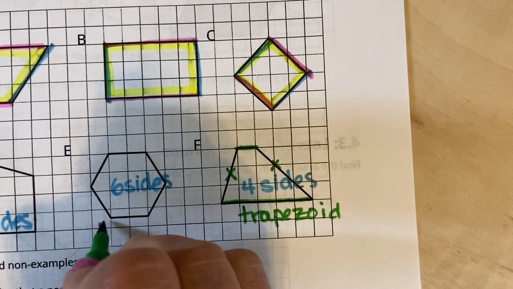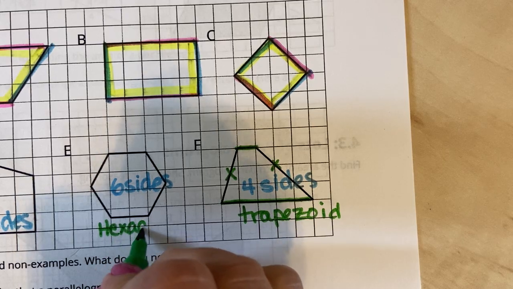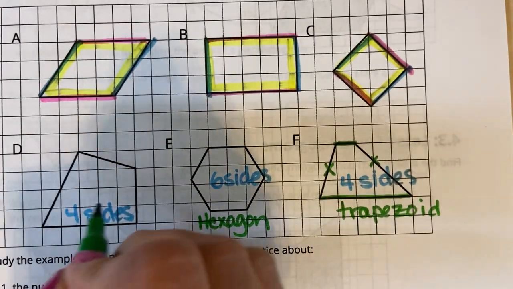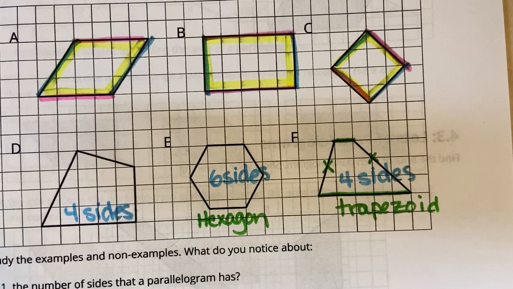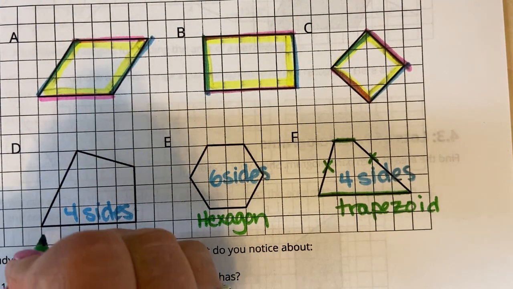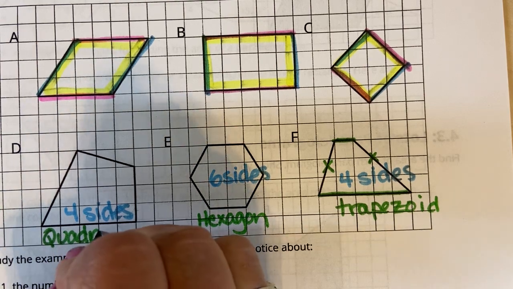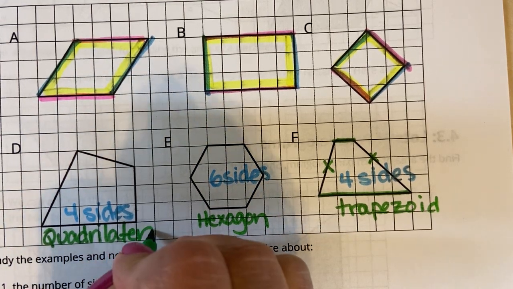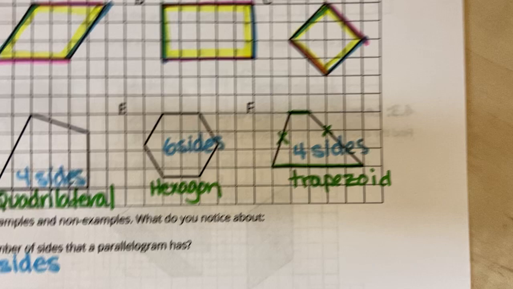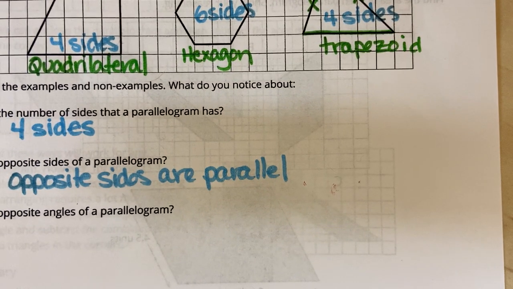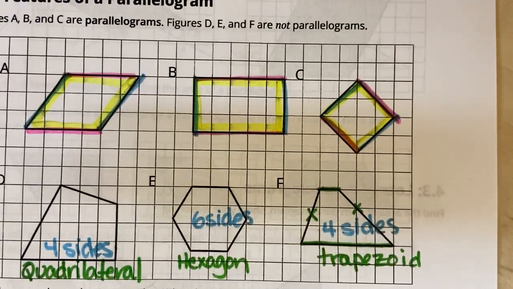This is a 6-sided figure that's called a hexagon. And then this is a 4-sided figure. It doesn't have any special qualities. It's just a quadrilateral. That literally means 4-sided, okay? All right, so what do we notice about the opposite angles of a parallelogram?